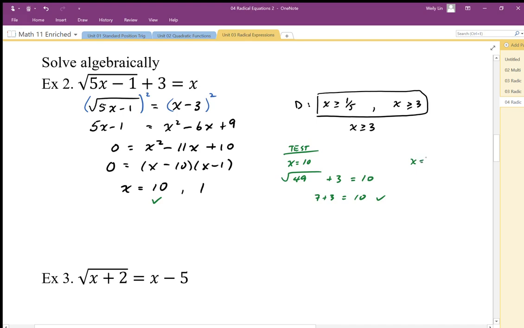We're going to test x equals 1. Plug it in, we're going to end up with square root of 5 minus 1, which is 4, plus 3 equals 1. Okay, so we're going to end up with 2 plus 3 equals 1. That's not true. That's extraneous. Okay, so we're going to say that that's an extraneous solution. And we always have to check for extraneous solutions.